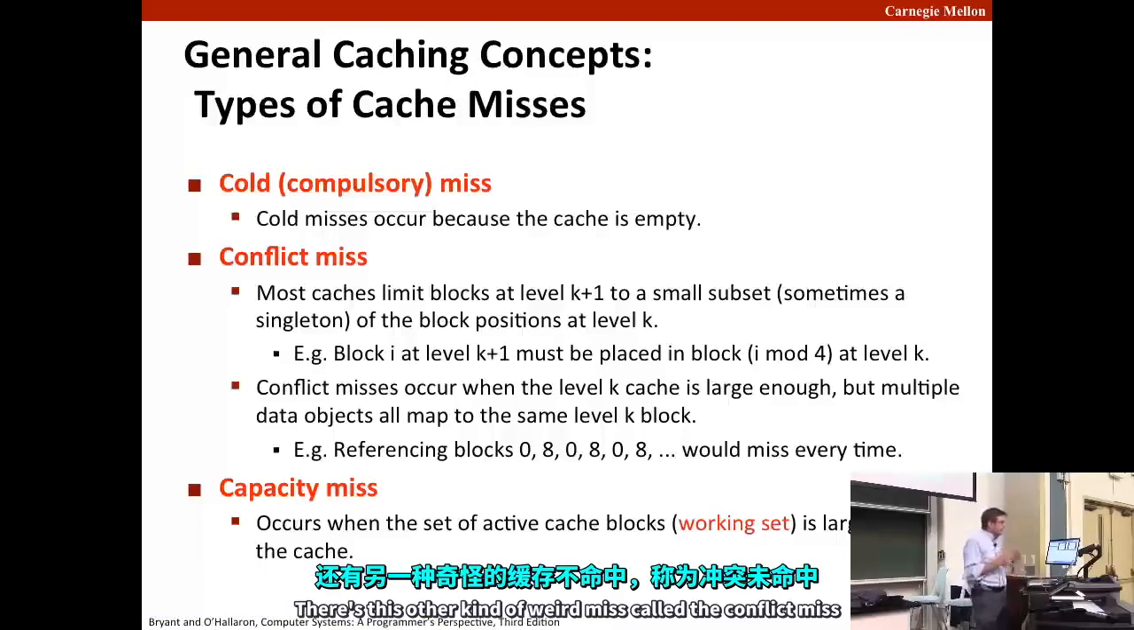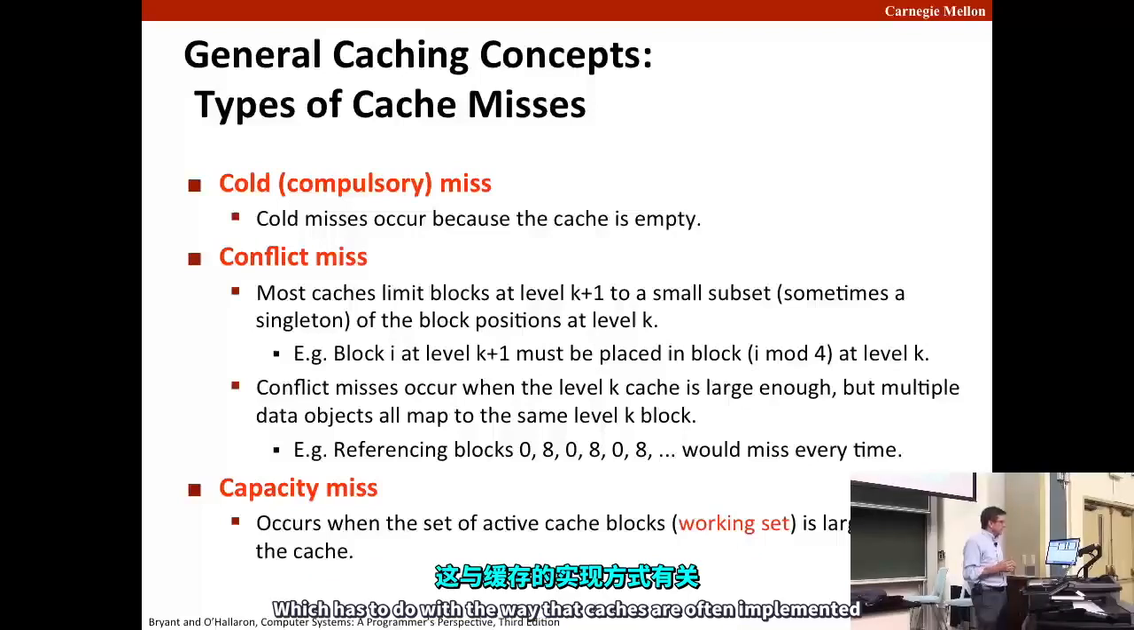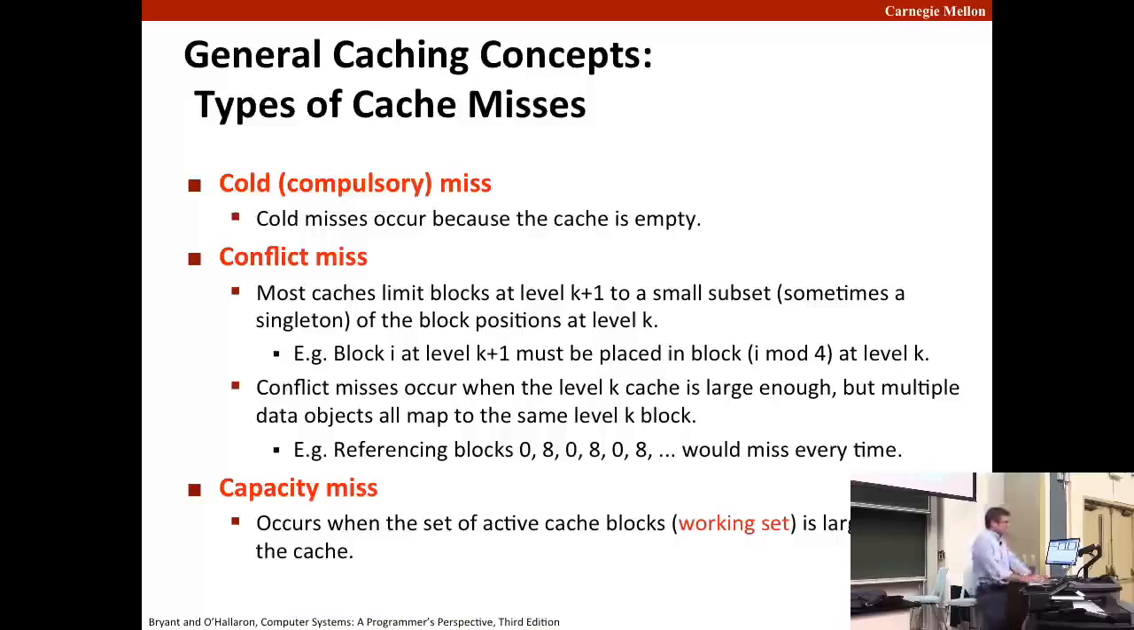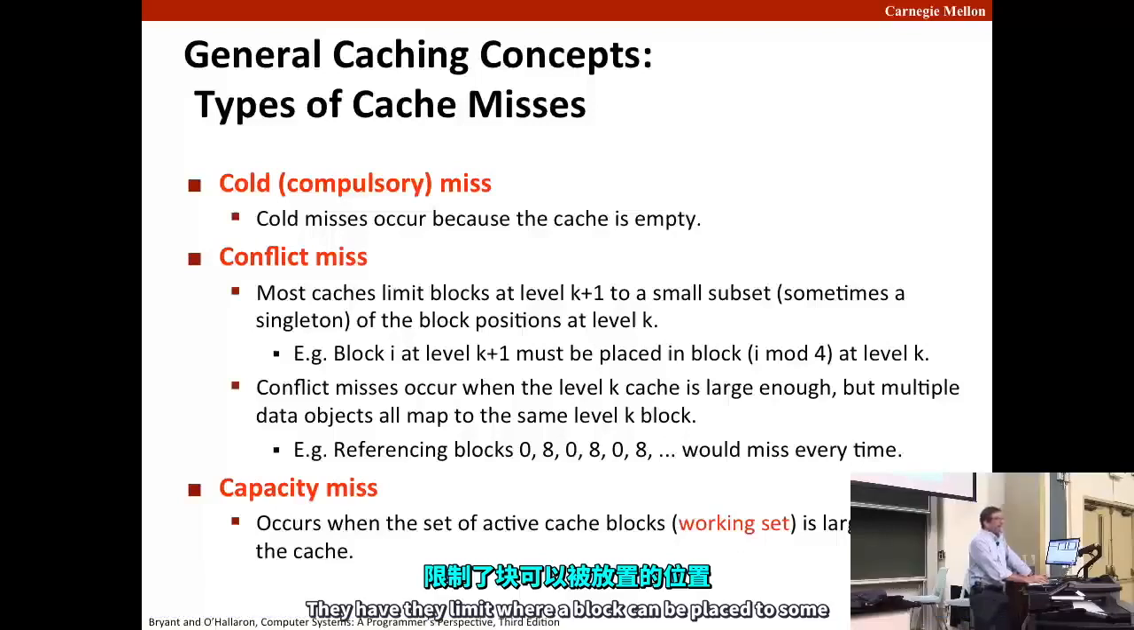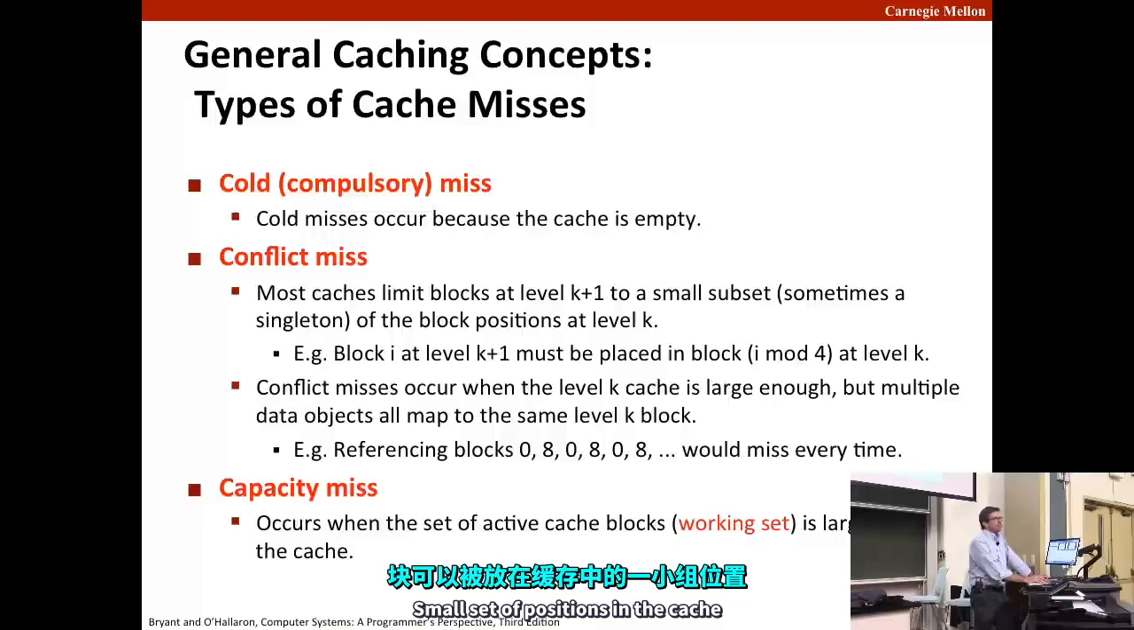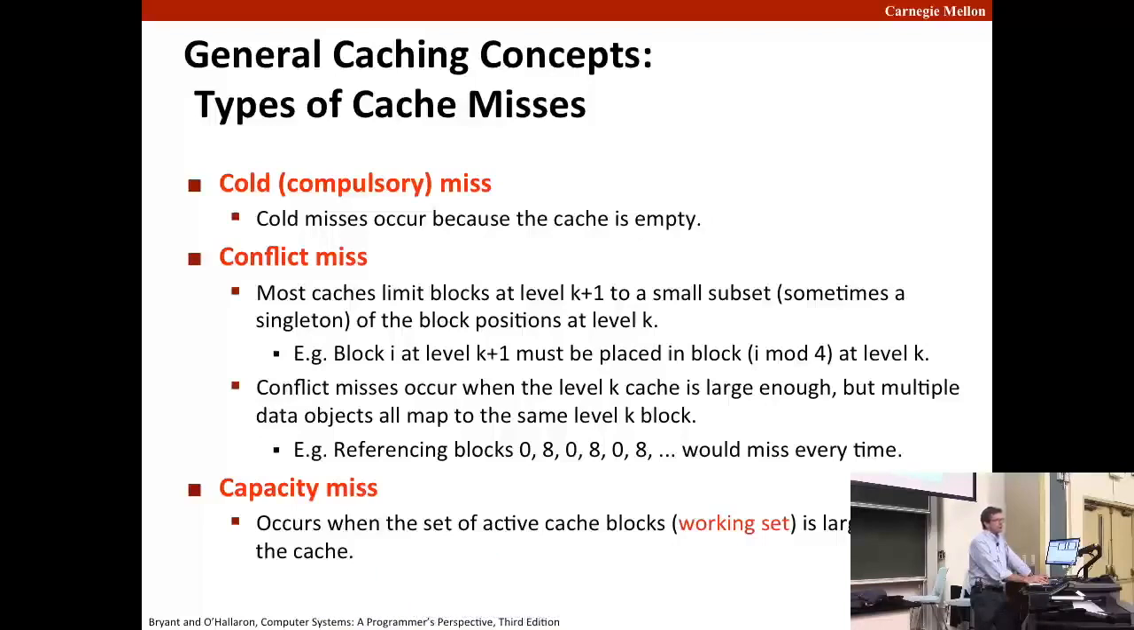There's this other kind of miss called a conflict miss, which has to do with the way that caches are often implemented. The idea is that most caches, especially hardware caches, because they have to be simple, limit where a block can be placed to some small set of positions in the cache.